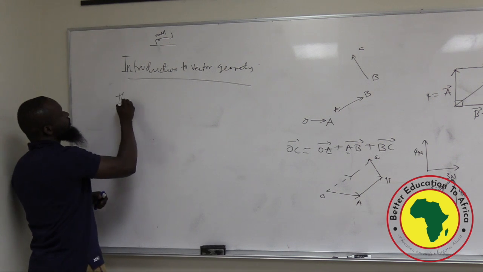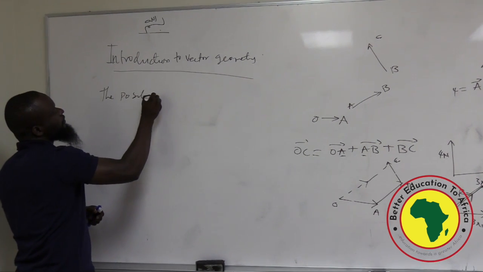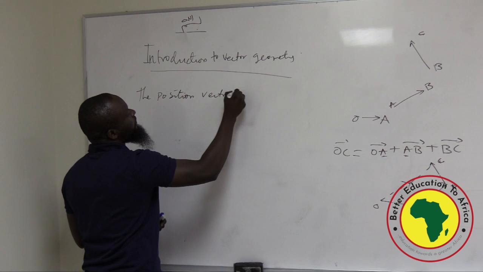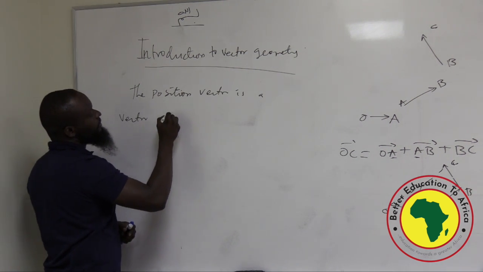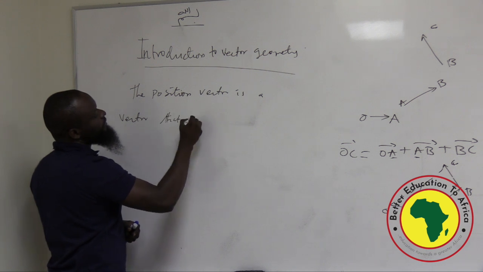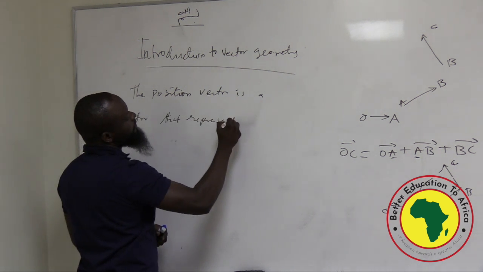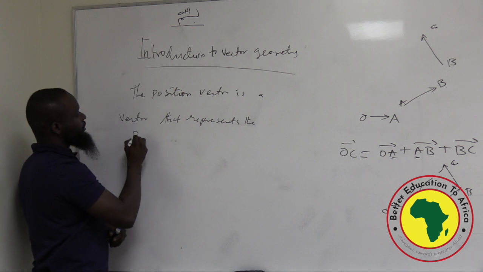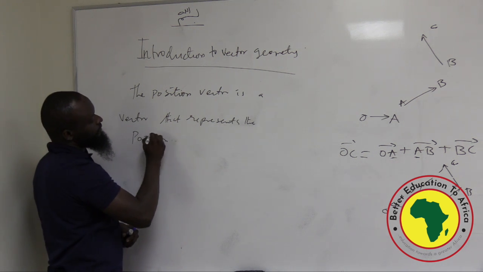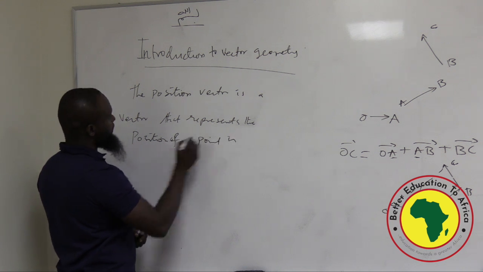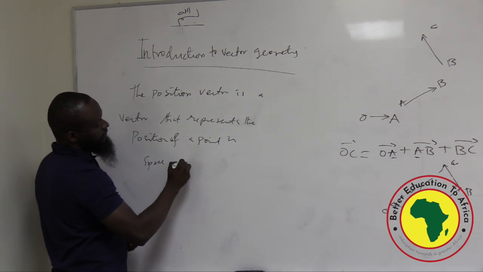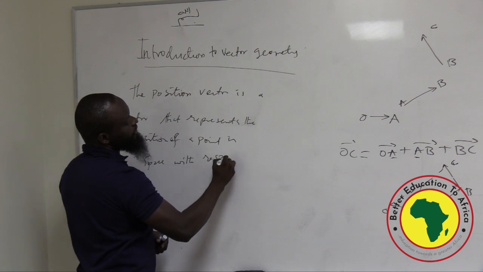So the position vector is a vector that represents the position of a point in space with respect to some origin.